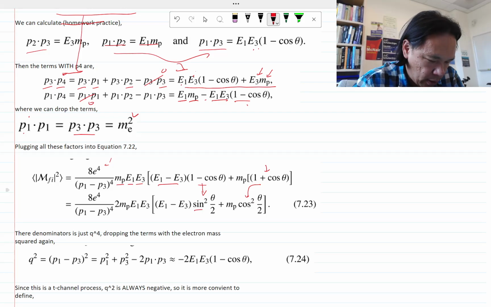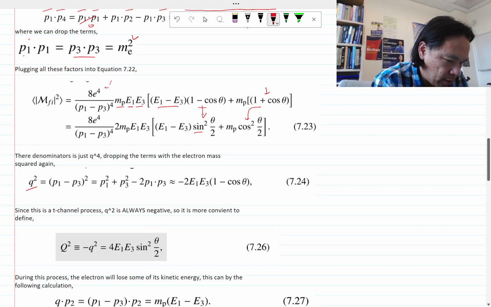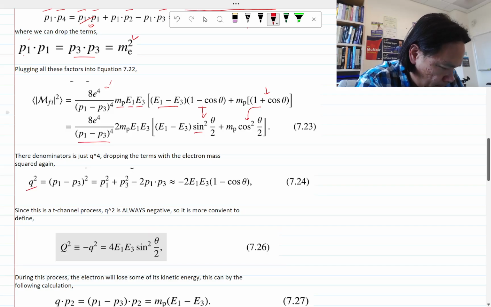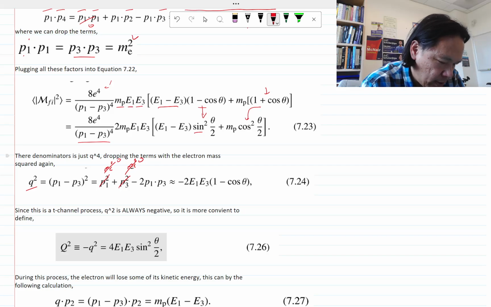Okay. Now we have to deal with the denominator. The denominator is this q squared thing. P1 minus P3 squared, if you distribute this out, P1 squared, which is the mass of the electron squared, is approximately going to be 0. And then P3 squared is also the mass of the electron squared, that's approximately 0.